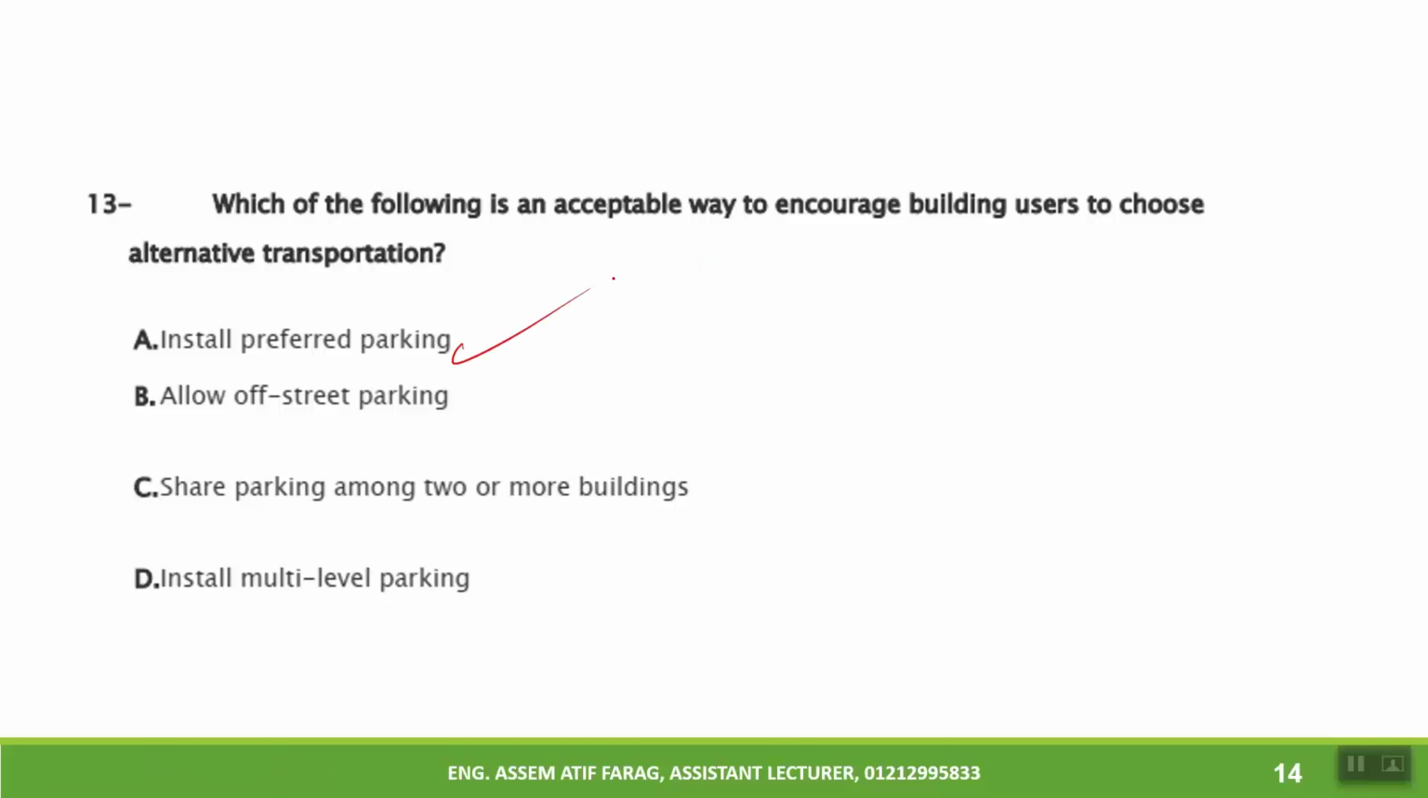For option number B, allowing off-street parking. Actually, LEED discourages off-street parking to be used, so this option is wrong. For option number C, sharing parking is a way to offset parking costs between multiple buildings, so using shared parking is not a correct answer. Finally, installing multi-level parking. Actually, multi-level parking or parking garages does not encourage a user to choose a different mode of transportation or using green vehicles, so this answer is wrong. Then the best answer is answer number A.